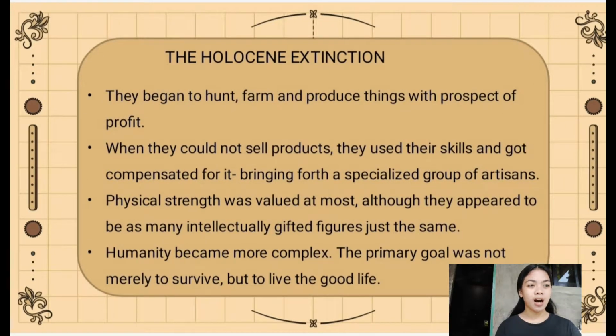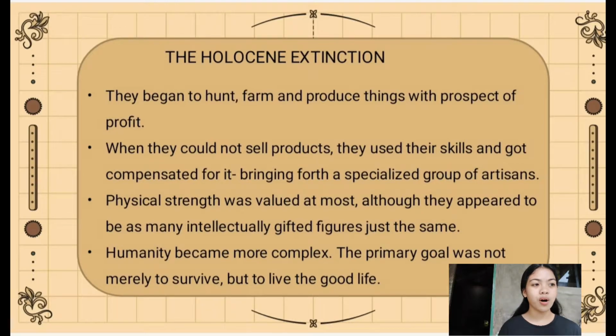So they began to hunt, farm, and produce things with the prospect of profit. In this time, they were not just hunting to provide food or to provide their needs, but also to gain profit. They began to trade, like selling the things they produced and what they hunted. When they could not sell products, they used their skills and got compensated for it, bringing forth a specialized group of artisans.